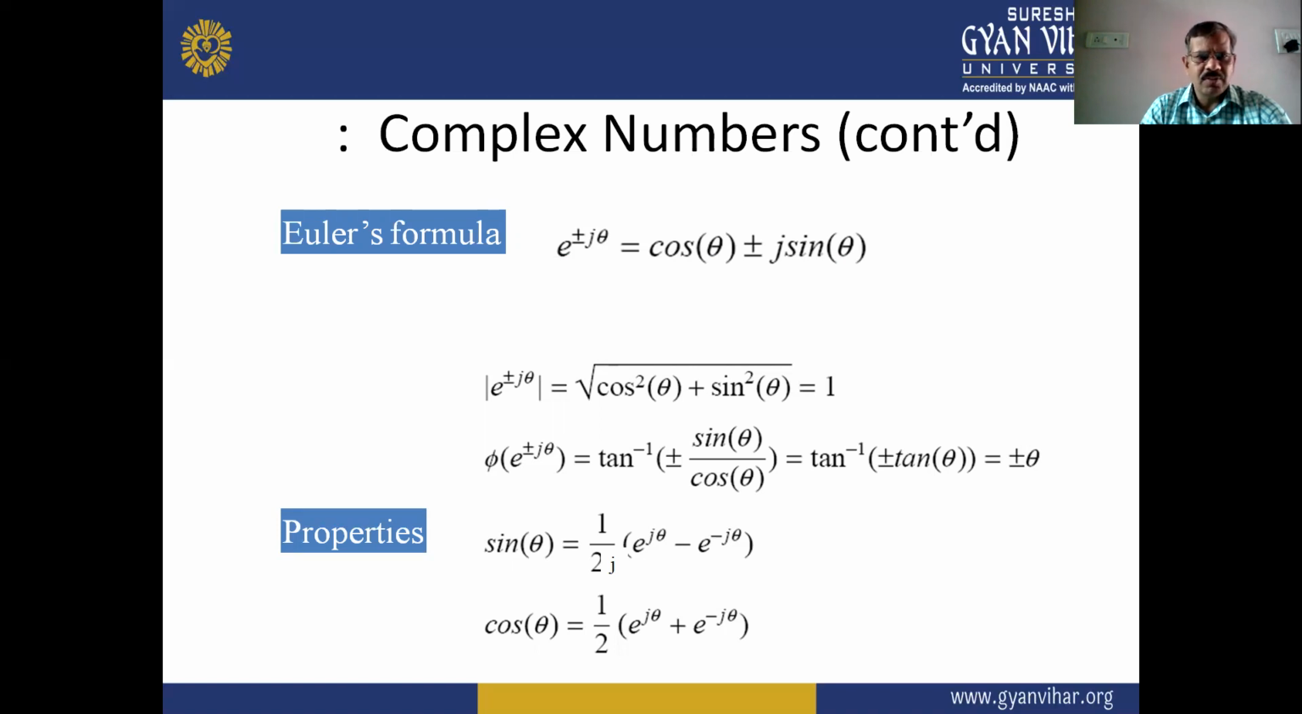And what are the properties? The first property is that sin theta equals 1 upon 2j into e to the power j theta minus e to the power minus j theta. And also cos theta equals 1 upon 2 into e to the power j theta plus e to the power minus j theta. So these are two properties, the first for sin theta and the second for cos theta.